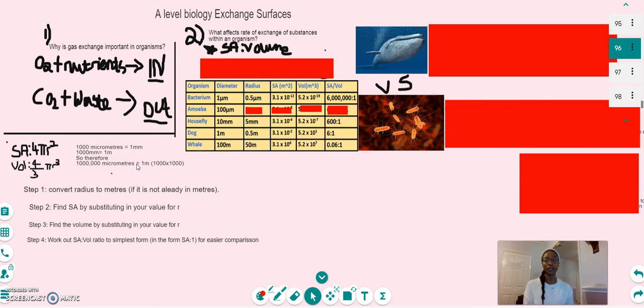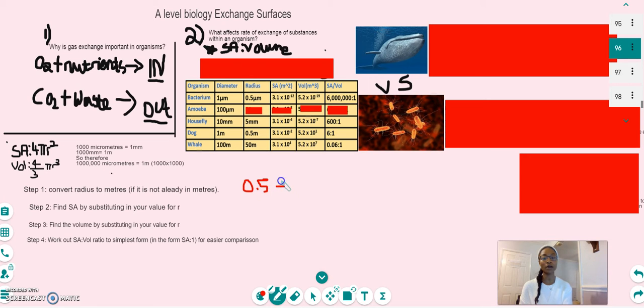That's significant because when we're working out the surface area or the volume of the sphere, we are going to need to convert our radius. Let's go through these steps in order to work out the final surface area to volume ratio of this bacterium. The first step is to convert the radius to meters. To do that, we need to divide our radius, which is 0.5 micrometers, as you can see here, the radius is half of the diameter, by 1,000,000.